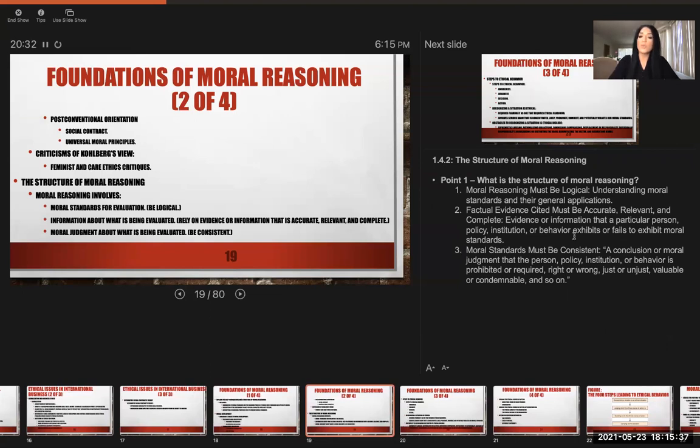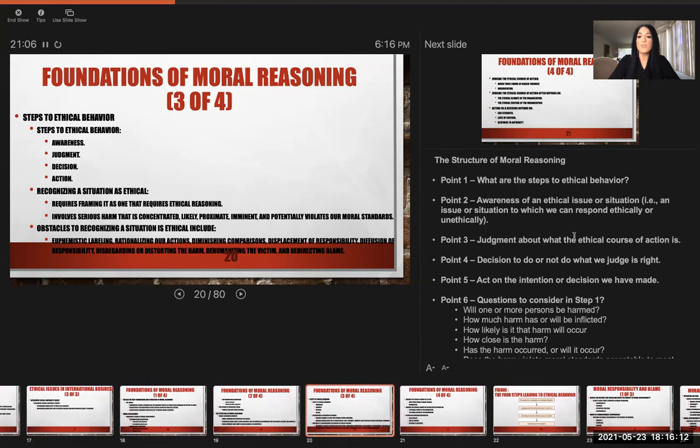The structure of moral reasoning. What is the structure of moral reasoning? Well, moral reasoning must be logical. It's understanding moral standards and their general applications. We look at factual evidence cited, which must be accurate, relevant, and complete as well. The evidence is information that a particular person, policy, institution, or behavior exhibits or fails to exhibit moral standards. And the moral standards must be consistent. So a conclusion or moral judgment that the person, policy, institution, or behavior is prohibited or required, right or wrong, just or unjust, valuable or condemnable, and so on.